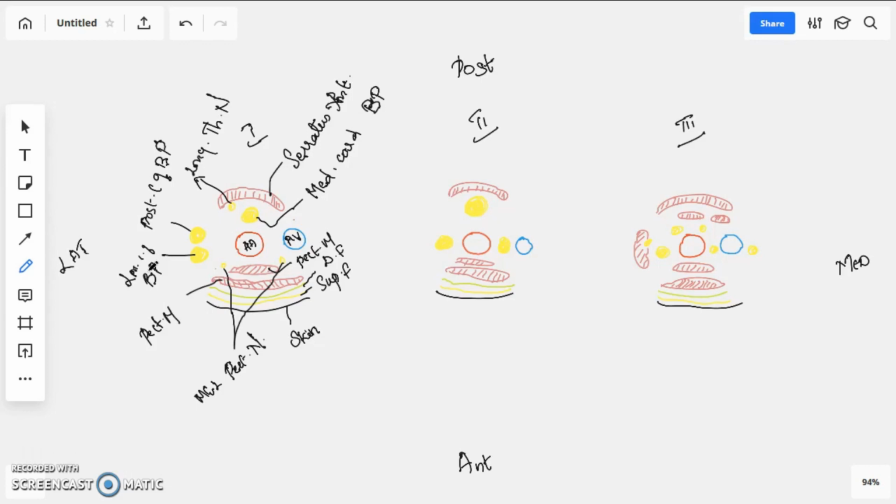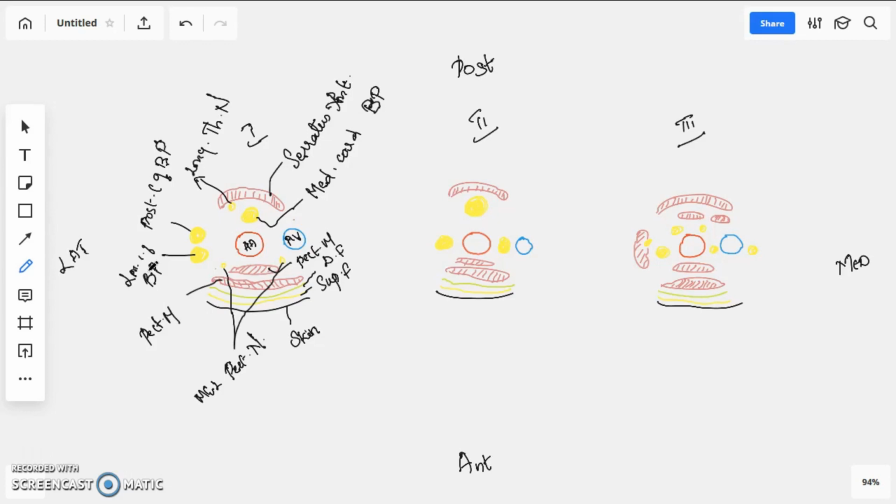Now we will move on to the medial relation. As I said before, for the axillary artery in all the three parts we have one relation, that is the axillary vein. Moving to the lateral part, in the lateral aspect we will be having two cords of the brachial plexus, the lateral cord and the posterior cord of the brachial plexus. I think it is clear to you.